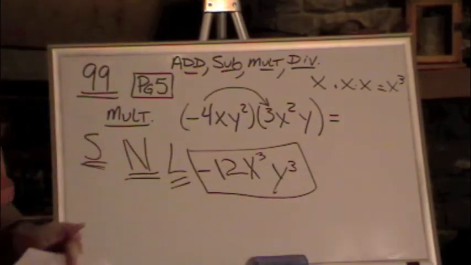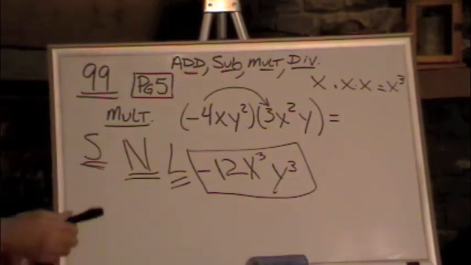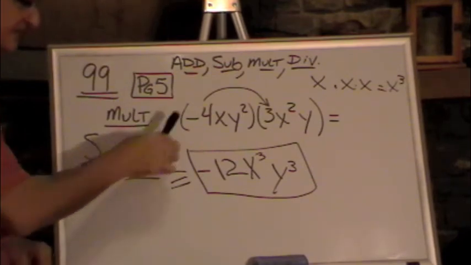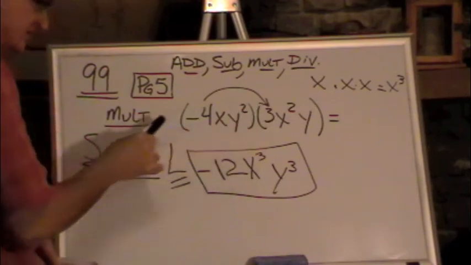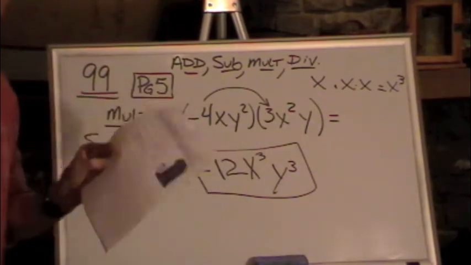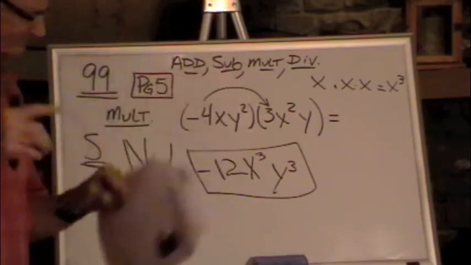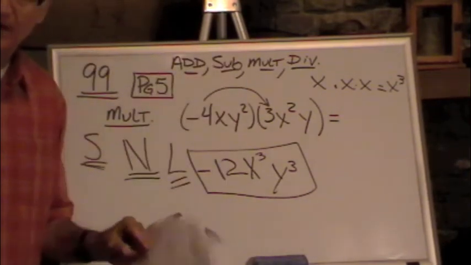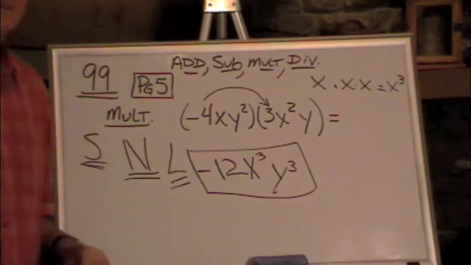X cubed, y cubed. Now look, guys. S and L. I want you to use that pattern. Do the sign first, then do the numbers. Don't confuse them. Then do the letters. You're multiplying. Now you get to change them. Adding and subtracting, you don't change the animal. An a squared b c is an a squared b c.